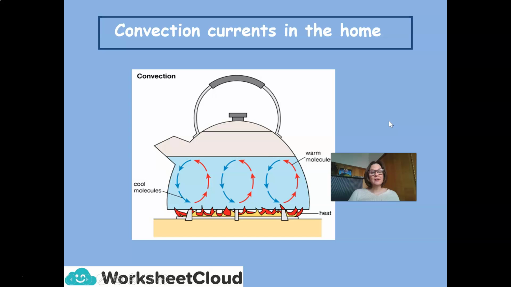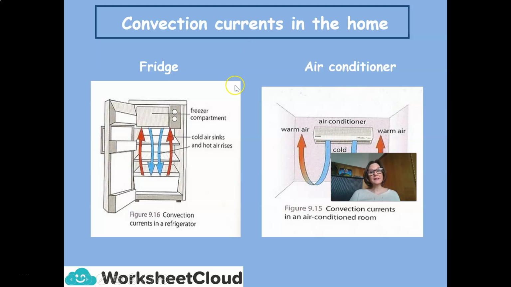Here's another convection current in the home, exactly the same. Here's our heat source. The warmth of the water rises, the cooler water sinks, and it forms a convection current. The warm molecules, the cool molecules, and our heat over here. That's our transfer there, obviously from the hot stove or plates. It works the same in our fridges. There you have your convection currents in a refrigerator.